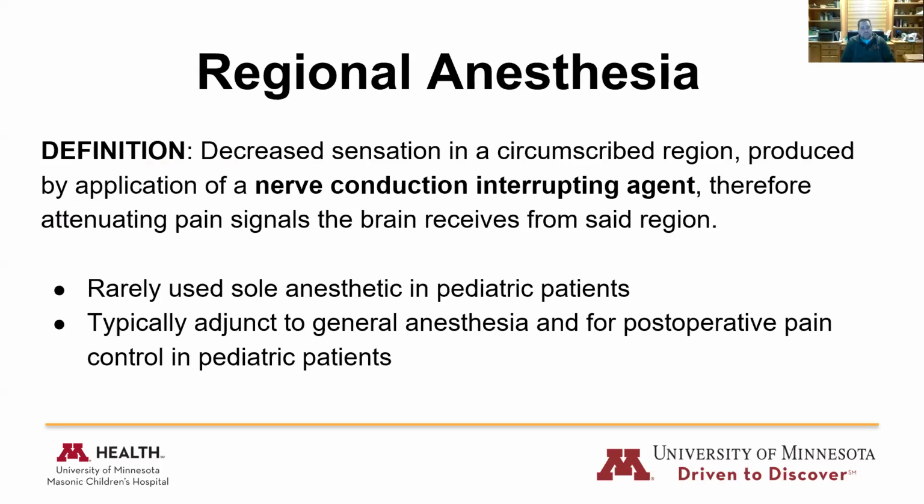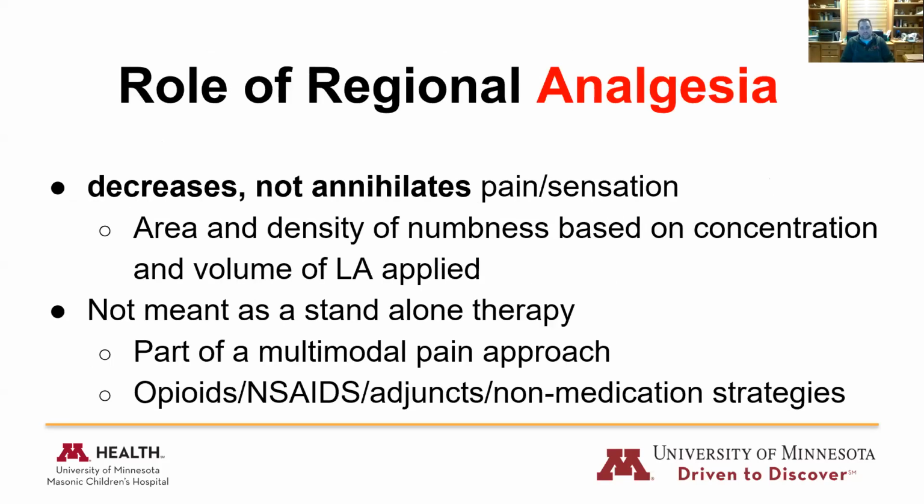With pediatric patients, we rarely use it as a sole anesthetic because having surgery and being able to hold still during surgery while you might hear things is out of the range of possibilities for many children typically. And so we typically use regional anesthesia as an adjunct to general anesthesia and then continue to use it basically for post-op pain control. The role of regional analgesia is basically to decrease, not to annihilate, pain and sensation.